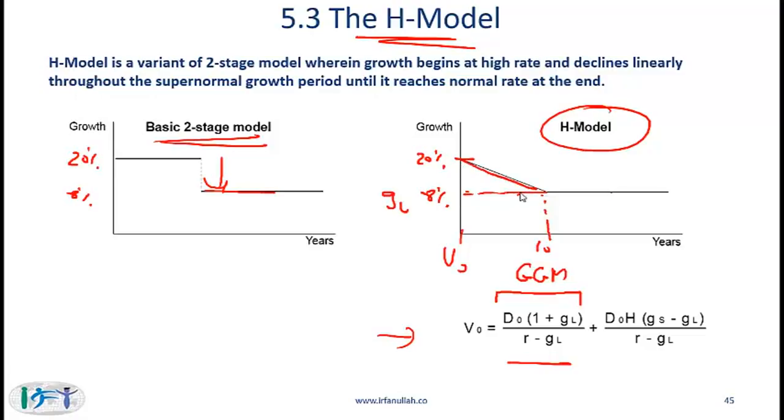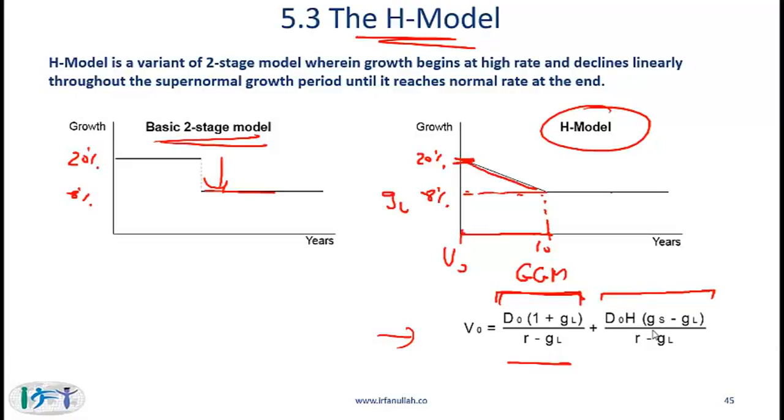So obviously the value of this company is going to be more than what a simple GGM will tell you. And that is the right part of this expression. And what do the symbols here mean? D naught is the same, it's the dividend at time 0 multiplied by H, and this is where the term H model comes from. H is half of 10. 10 here is the number of years it takes to come down from 20% to the long-term sustainable rate. So H is half of that time period, which in our example would be 5.